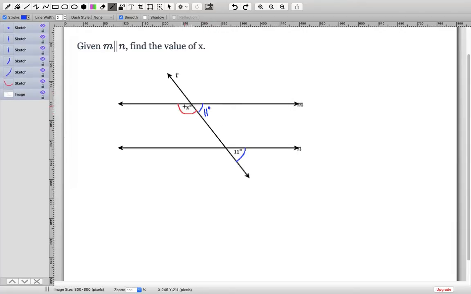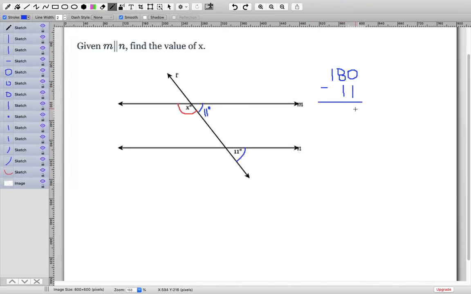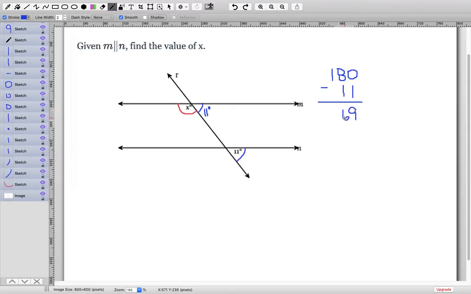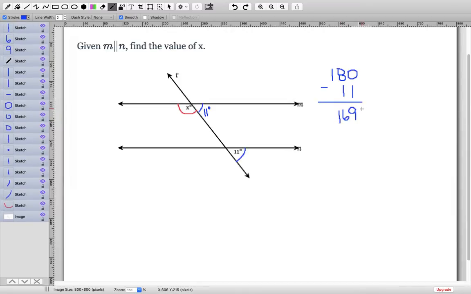Okay, and then I know that x and that 11 degrees sit right next to each other and they have to form a straight line. So that has to equal 180 degrees. So if I want to find angle x, all I have to do is take 180 minus 11. And that is my answer. So angle x equals 169 degrees.